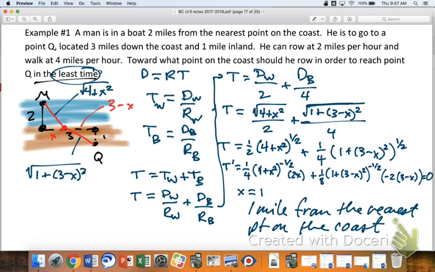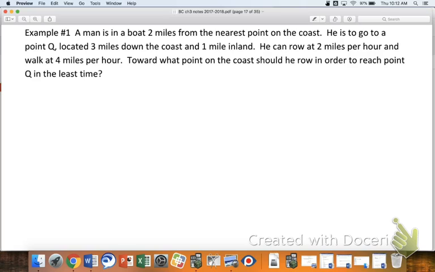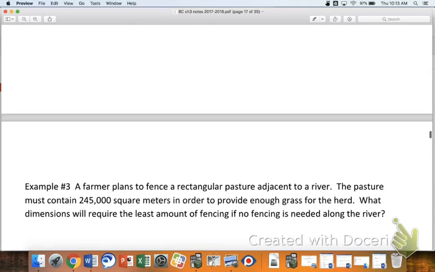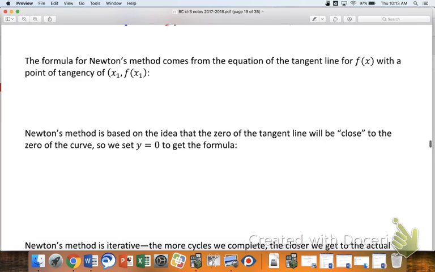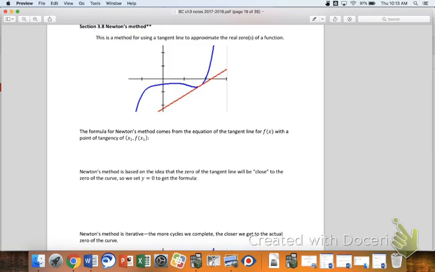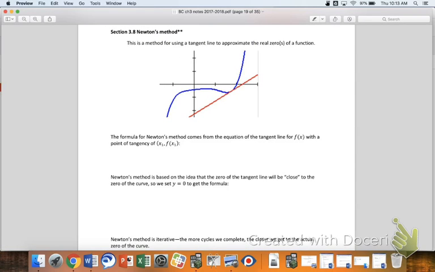Listen up please, have you guys ever wondered where and how your calculator can figure out x-intercepts? Somebody had to program something in there to make it do that, right? And so when we look at our new topic for the day, Newton's method, this is one of the ways that this could be done.